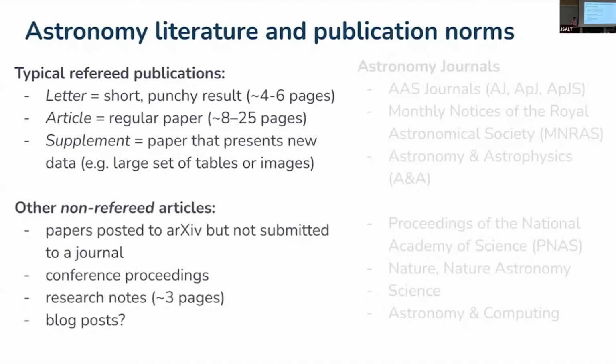There are also non-refereed articles, and this is a lot less common in astronomy than in some other fields. For instance, in high energy physics, a lot of things just get posted straight to arXiv, and that's your paper. But in astronomy, you sometimes have pedagogical papers, things that are just interesting notes that people want to highlight. Those can be posted onto arXiv, but not necessarily submitted to a journal, and therefore they're not refereed.